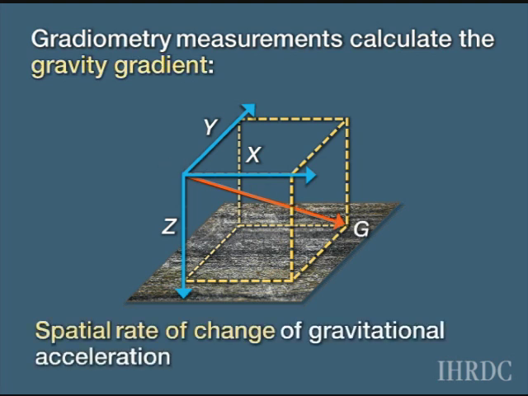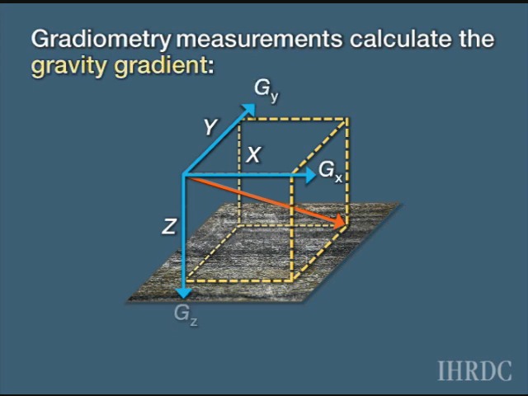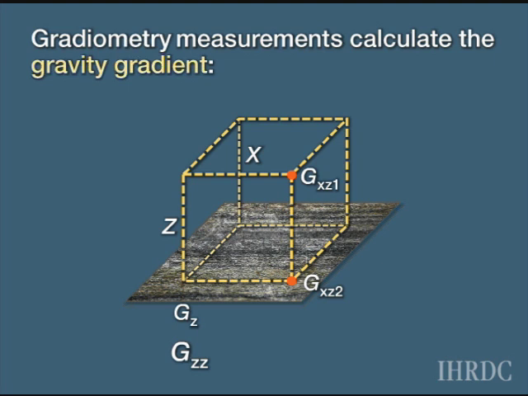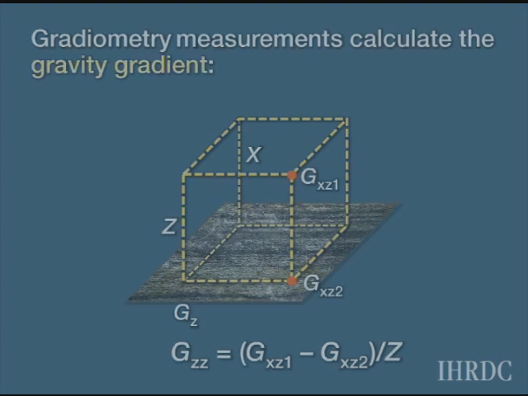The three component vectors of the gravity gradient are gx, gy, and gz. The most intuitive component is the vertical gravity gradient, gzz, which is the rate of change of vertical gravity, gz, with height, z. This is measured using two vertically separated points, for example, gxz1 and gxz2. The value of gravity at the 2 points is differenced and divided by the vertical distance between them.